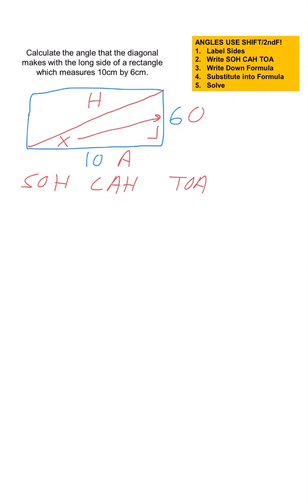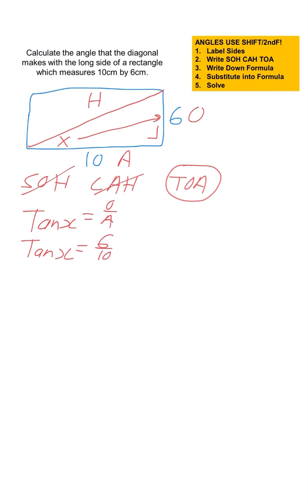Let's write SOH CAH TOA. So in this question I have nothing for the hypotenuse, so straight away they're gone because there's an H there. That leaves me with TOA, which is tan. So tan of my angle, so tan of x is equal to O over A, opposite over adjacent. So tan of x is equal to 6 over 10. So x is equal to tan inverse 6 over 10.